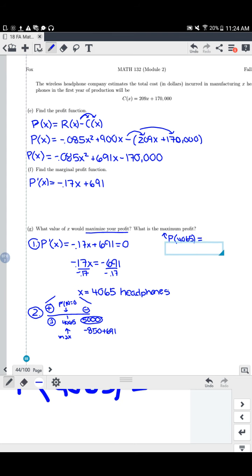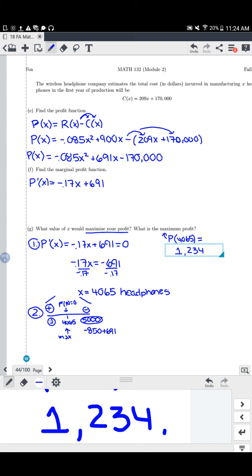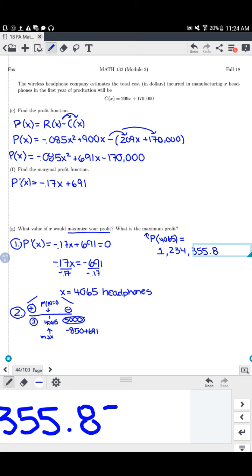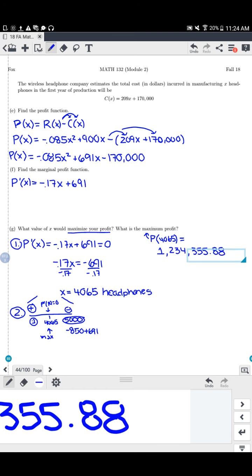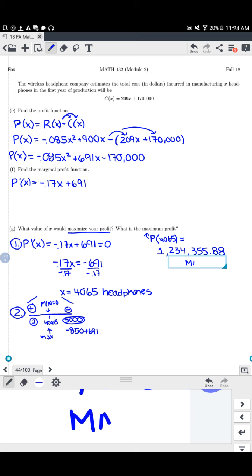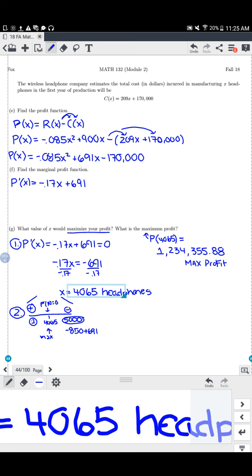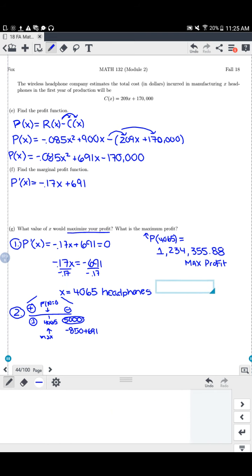And I am getting a pretty big number here. $1,234,355. And it's money, so we can round to the nearest cent. And it's about 88 cents for the max profit. So you just plug in and find the y value into the original. If I accidentally plugged into the derivative, I would know because I would get 0 out if I plugged this value into the derivative, since that's what made the derivative 0. But here's my actual profit.